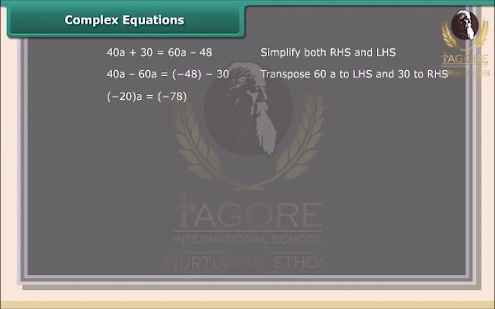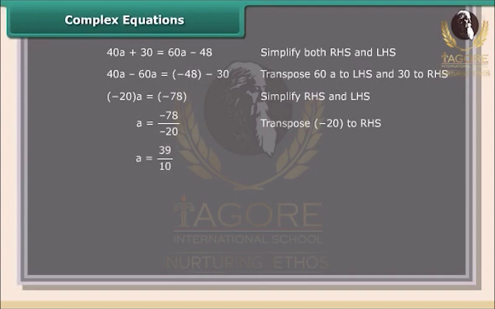−20a = −78. Simplify RHS and LHS. a = −78/−20. Transpose −20 to RHS. a = 39/10. Reduce the answer into its lowest term.